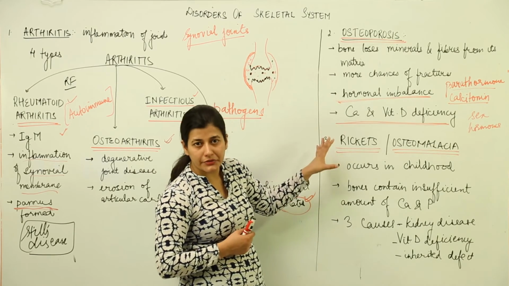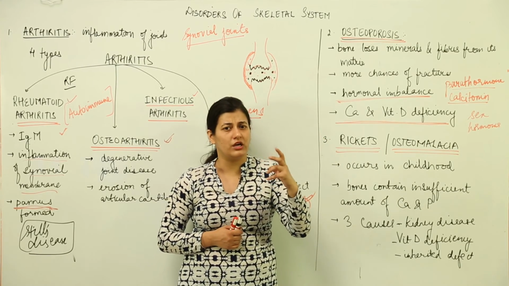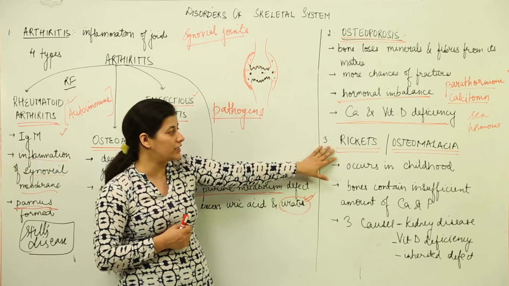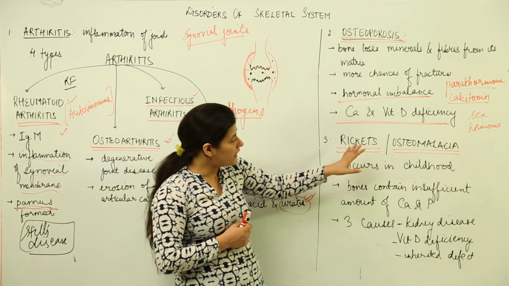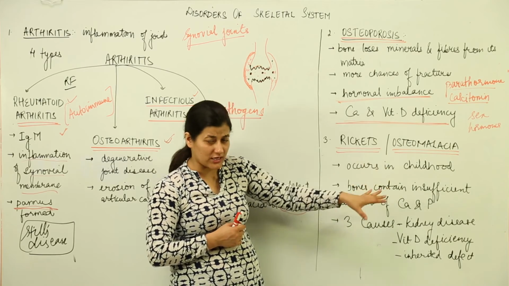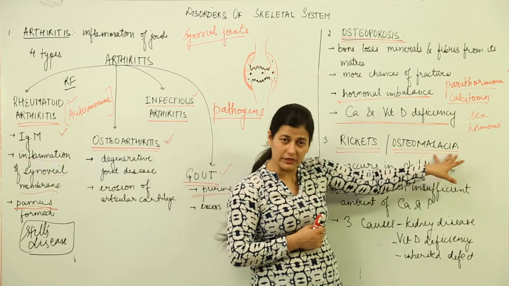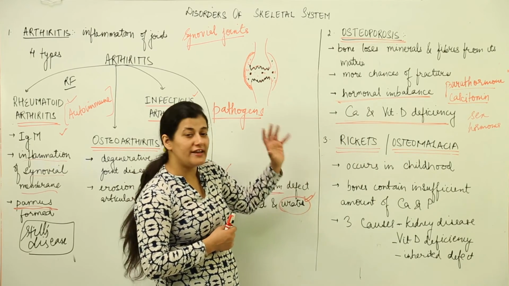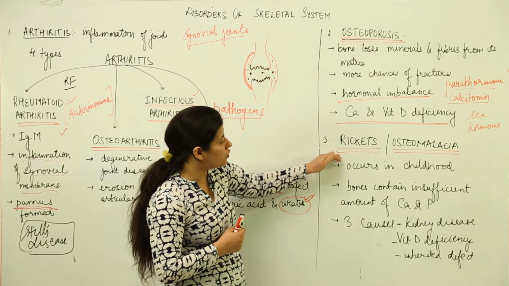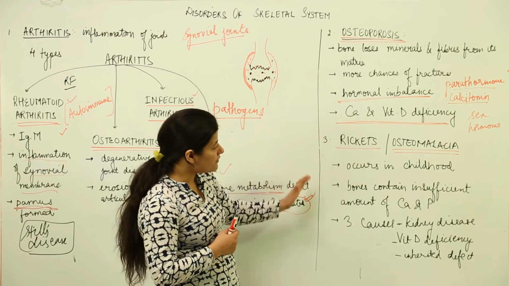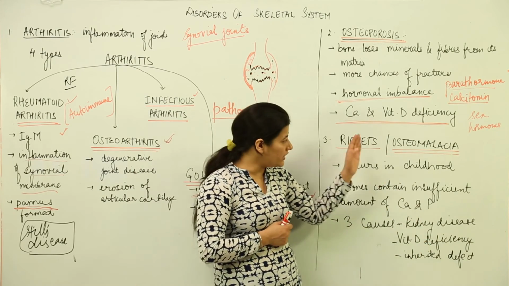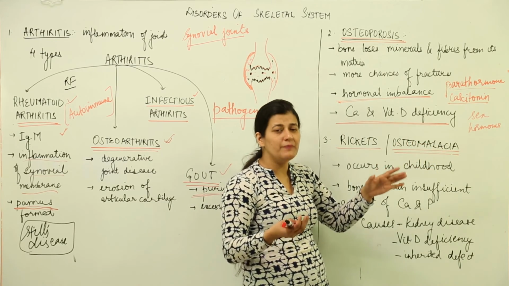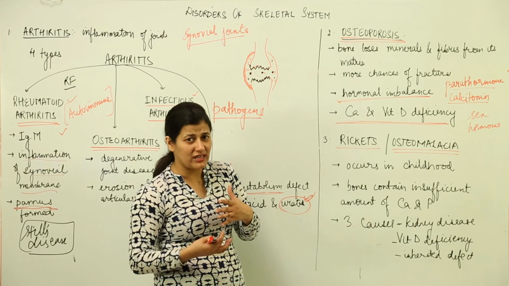Now, in your childhood, you crammed a lot that vitamin A deficiency causes night blindness, vitamin C causes scurvy, and vitamin D deficiency causes rickets. So that's what we are going to deal with. In younger people it is known as rickets, if it occurs in childhood, and in older people it is known as osteomalacia. This is basically a deficiency disorder.